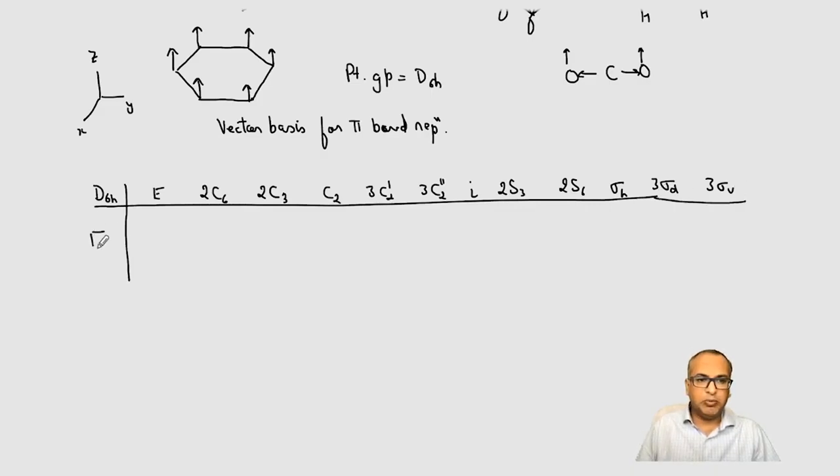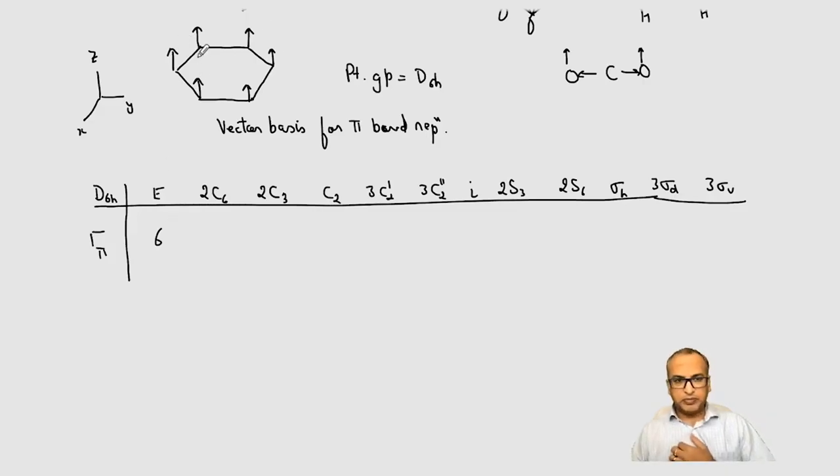Now this is my tau pi. Now what happens to the 6 vectors when I do the E operation? None of the vectors will change. So the character under E will come out to be 6. Remember that we have discussed that if none of the vectors change, it will be 6.